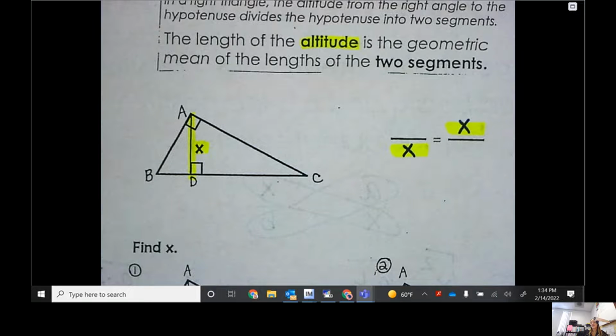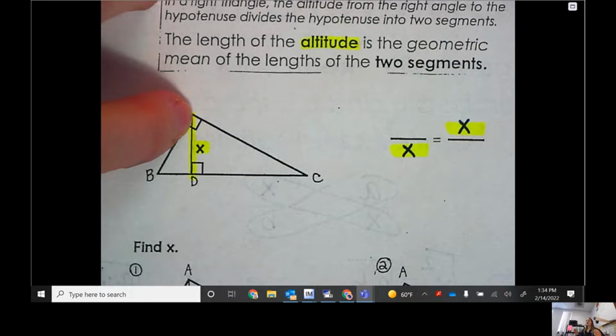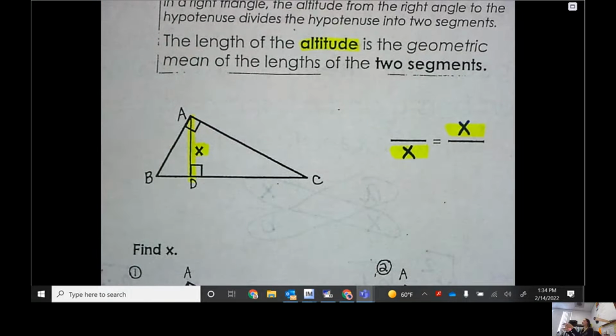Now, the other 2 pieces that I put are the 2 segments that make up the hypotenuse. Do you guys remember last week when we had the bisector problems? We took the angle and we picked the 2 sides that were across from the angle. That's pretty much the same thing we're going to do here. We're going to take the big triangle, go to the 90-degree angle, and pick the two pieces across from the 90 degrees in the big triangle.